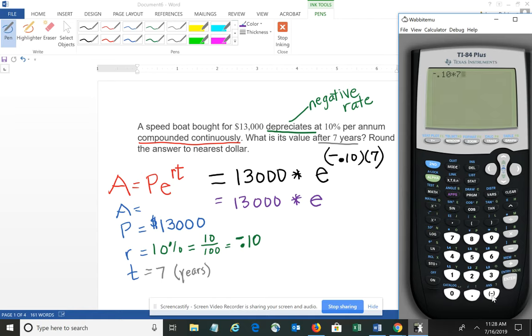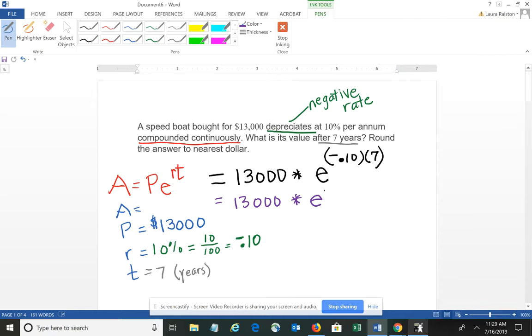Now, let me point out to you, remember the negative symbol is down here next to the decimal key. It's this little minus sign with parentheses around it. Okay, that's the negative sign. This gray button on the right-hand side is your subtraction symbol. So make sure you're using the right symbol. That gives us negative 0.7.